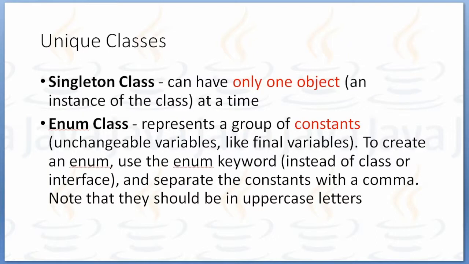Singleton class, another one, can have only one object, one instance of the class at a time. Enum class represents a group of constant, unchangeable variables like final variables. To create an enum, use the enum keyword instead of class or interface, and separate the constants with a comma. Note that they should be in uppercase letters. So the keyword for enum class is constants.